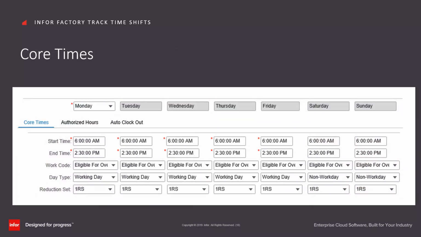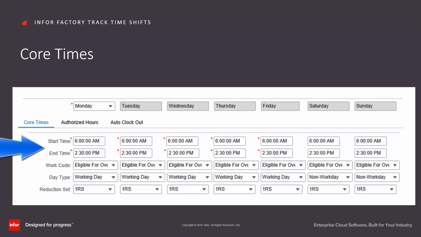Next, we look at the core times configuration. This is the basic definition of the schedule. First, we set the shift week start date. We select the first day and the rest of the week will default in sequentially. The day selected as the first day of the shift week will be used as the starting point in counts towards weekly overtime thresholds. Next, we set the start and end times for each shift day.